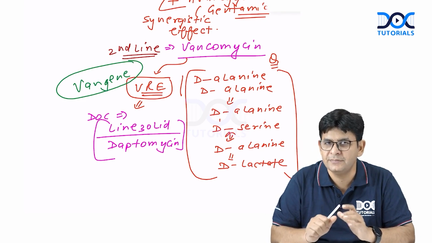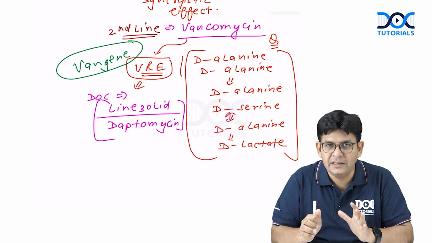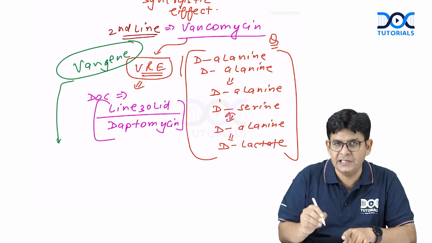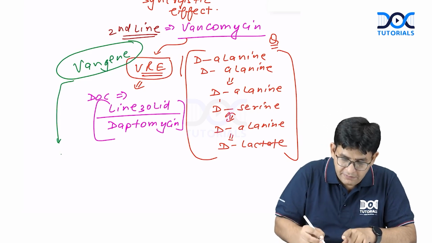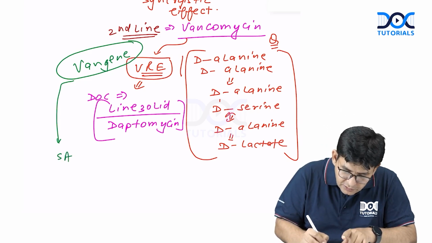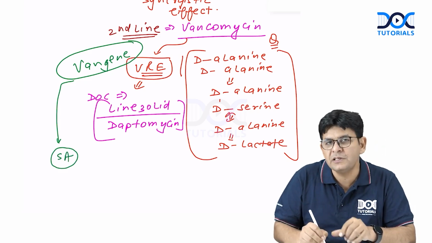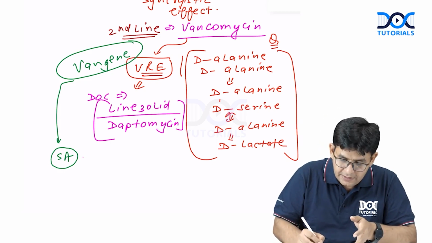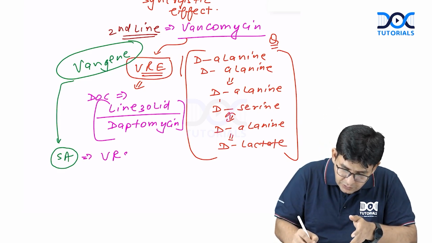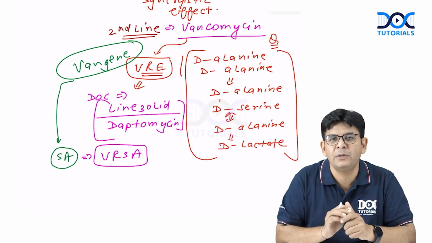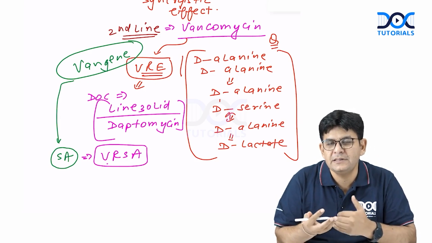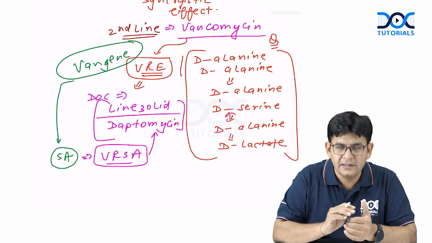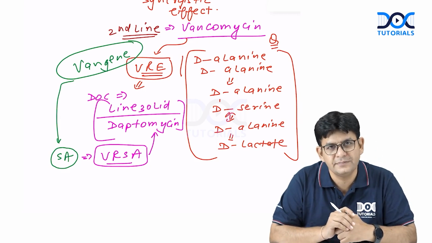The VAN gene. And the interesting aspect I would like to tell you is that this VAN gene, these VRE have given it up to the Staph aureus also. Up till now, you must have known of MRSA, methicillin resistant Staph aureus. But now they have also changed into what? VRSA. And what is VRSA? Vancomycin resistant Staph aureus. And for them also, what will we use, guys? Linezolid or daptomycin. Is it fine?